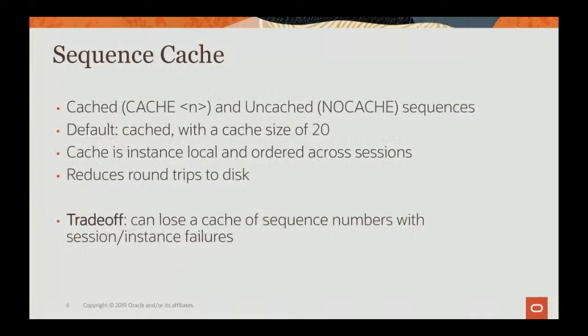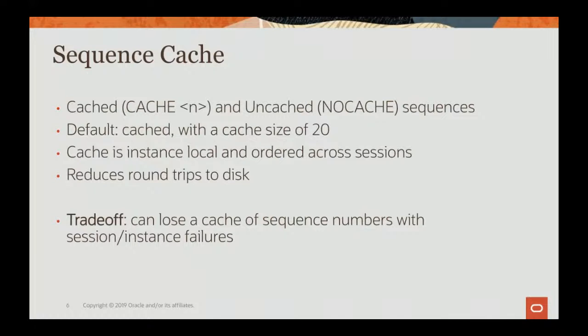Okay. The sequence cache is possibly the most important attribute of an Oracle sequence. So the cache essentially caches a block of sequence values in memory to avoid having to make a trip to disk in order to get each next value. By default, all sequences are cached, and they're associated with a default cache size of 20.